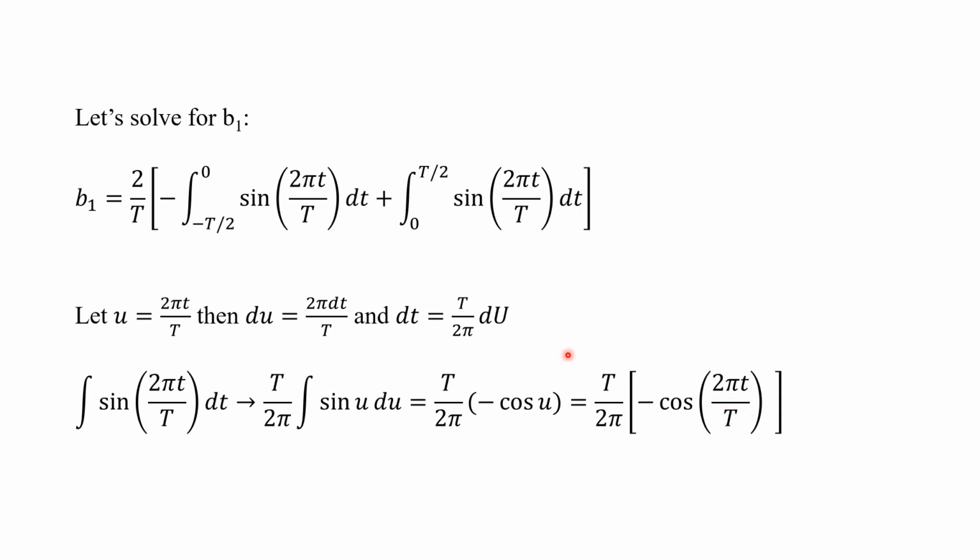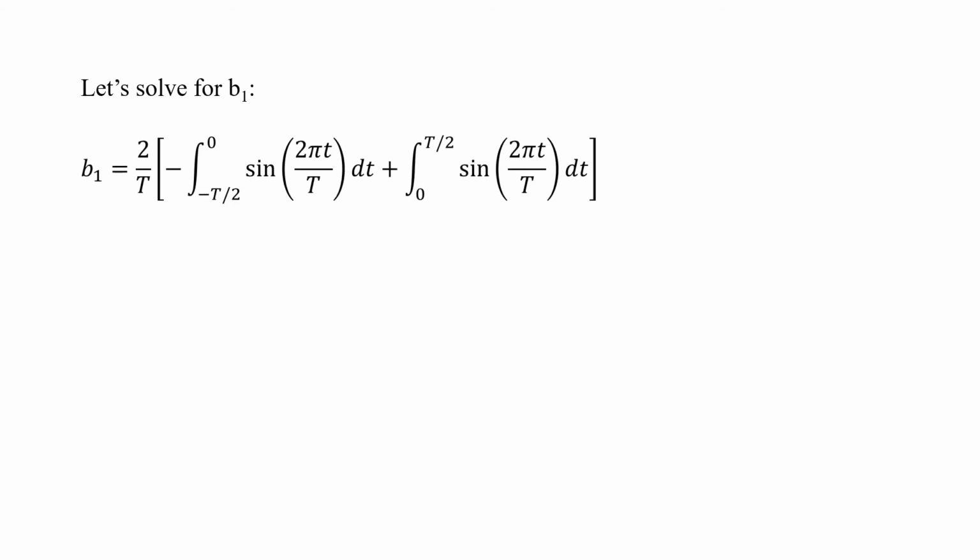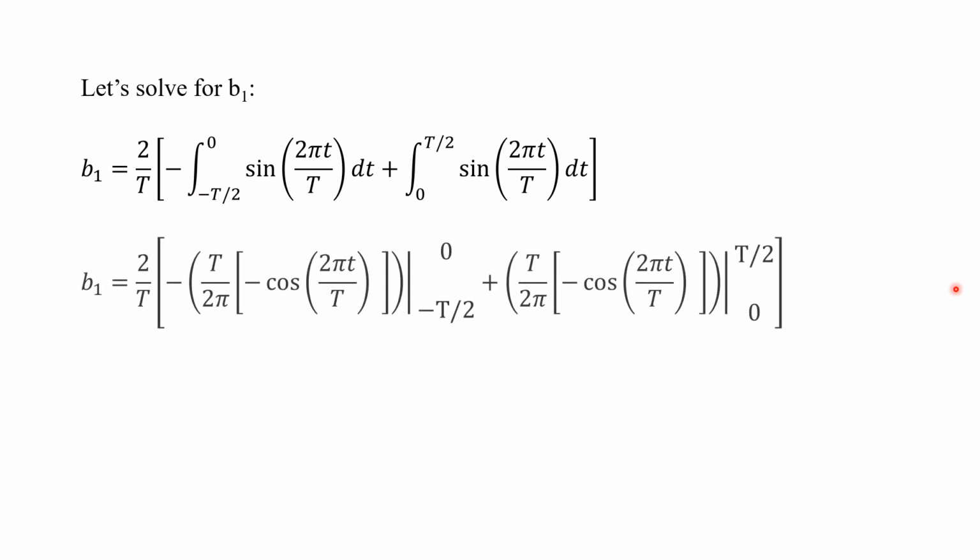So we are going to use this one for this expression here. From this, we now evaluate the integral, or we replace these integrals with the values. Then you evaluate from negative T over 2 to 0 on one end, and the next term we evaluate from 0 to T over 2.